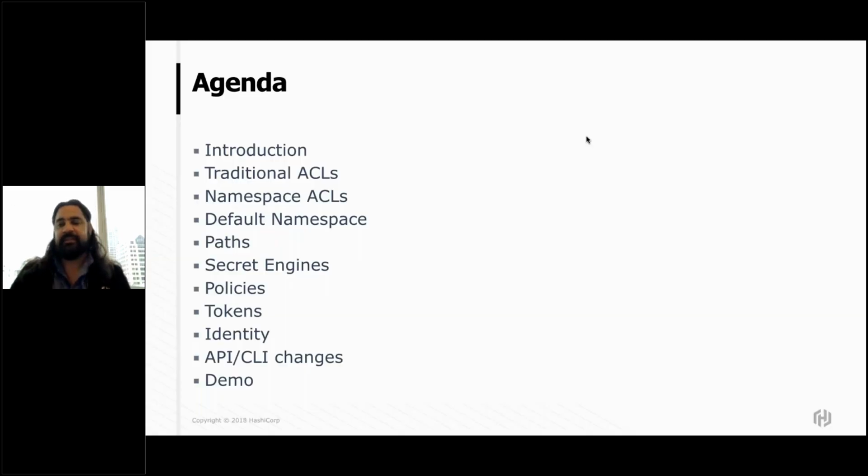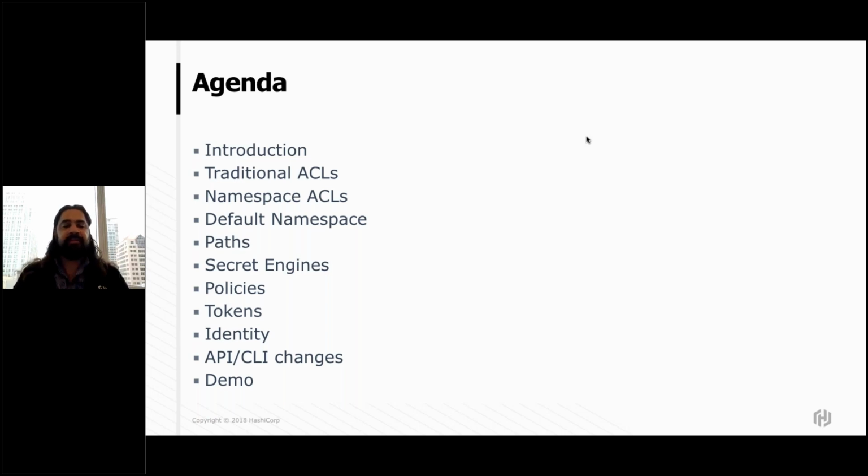We're going to be talking about namespaces in Vault. And a loose agenda for today: we're going to do a brief introduction for me and the problem space of why Vault namespaces are so important for our customers. We're going to look at what traditional ACL spaces look like within the product, and then look at the delta for that with namespace ACLs. We're going to take a look at what the default namespace looks like, and then any of the modifications for the rest of the various pieces of Vault.